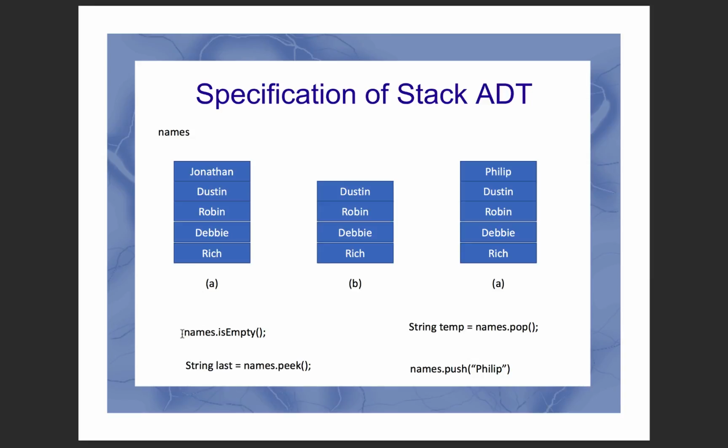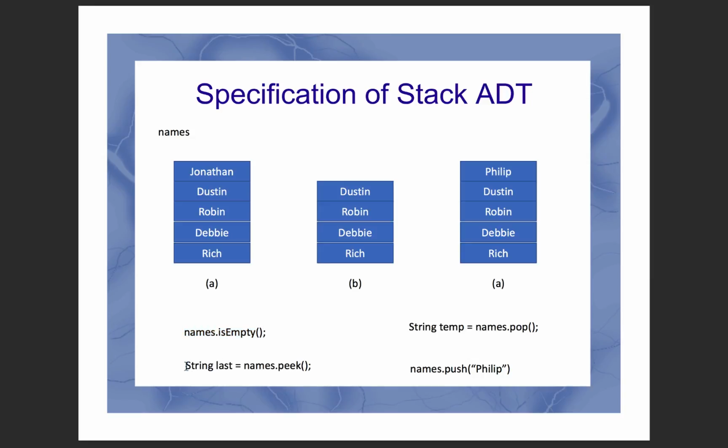Now if you run the names.isEmpty method, names is a stack name. So what is the stack name? Stack name is names. So if you call the names.isEmpty method, that should return false, because names is not empty, the stack is not empty. So you are checking whether the stack is empty or not. So names.isEmpty should return false.